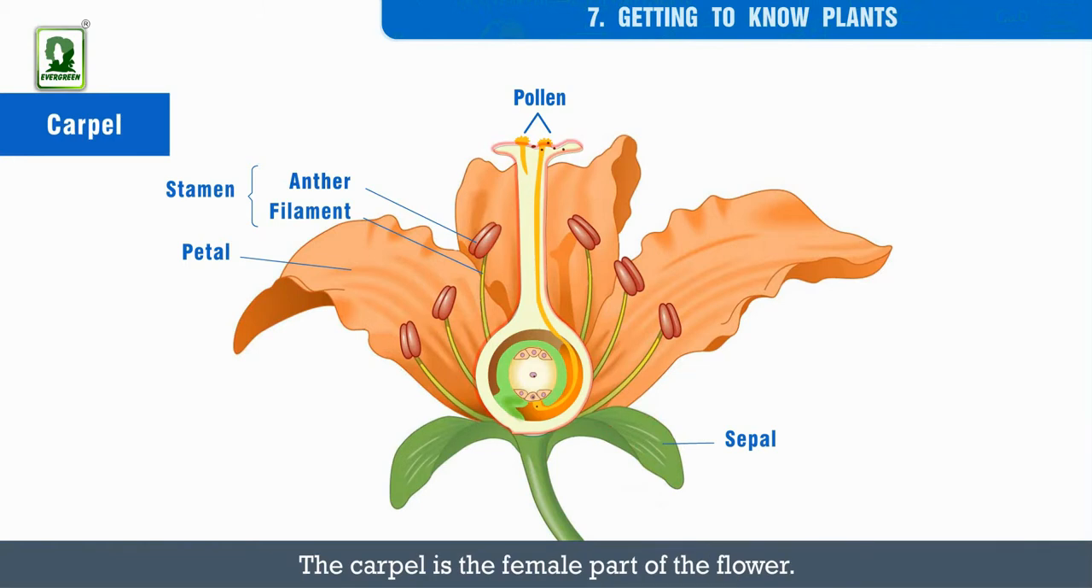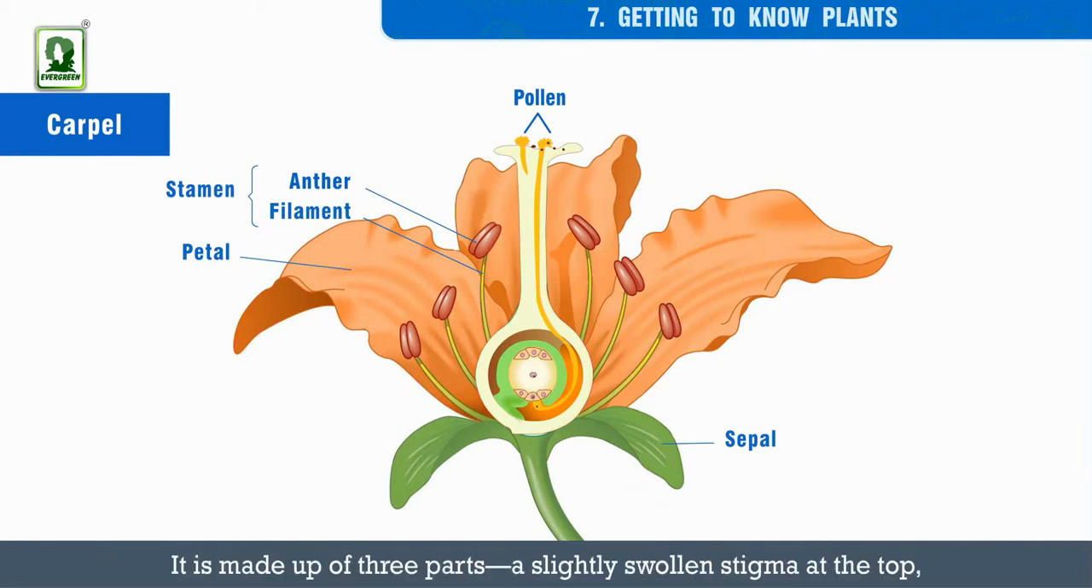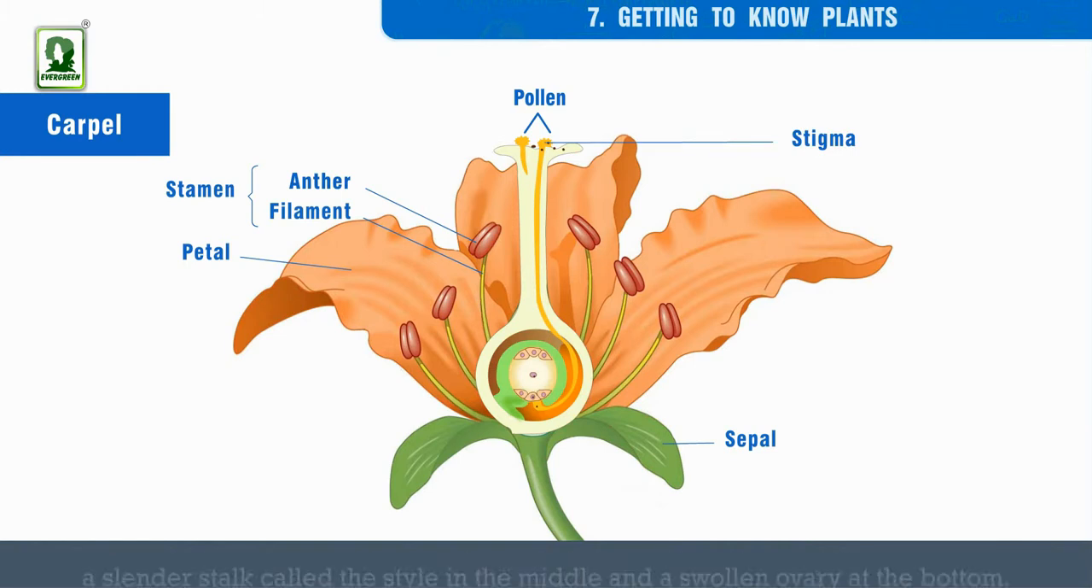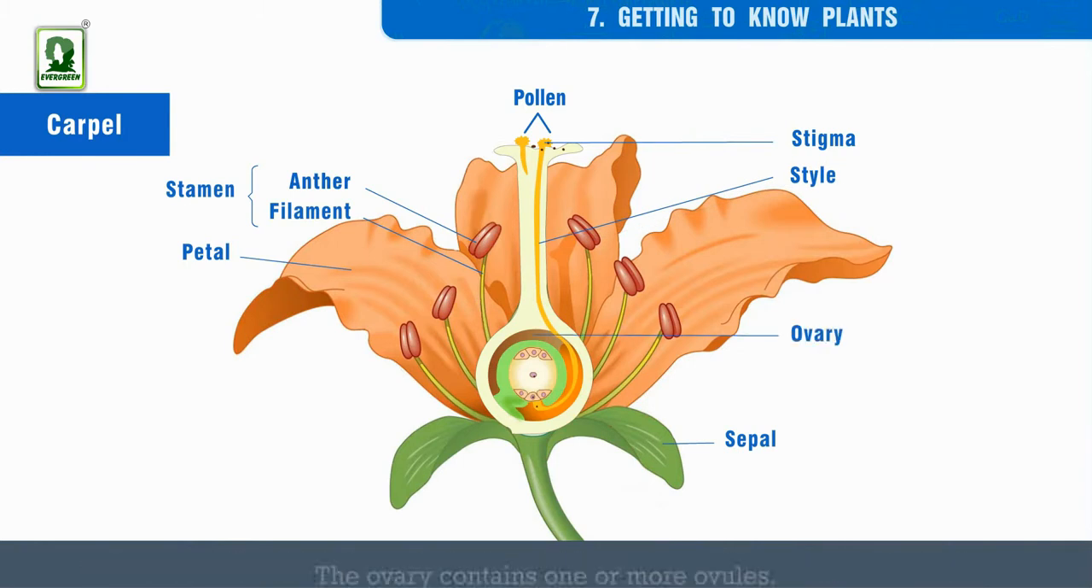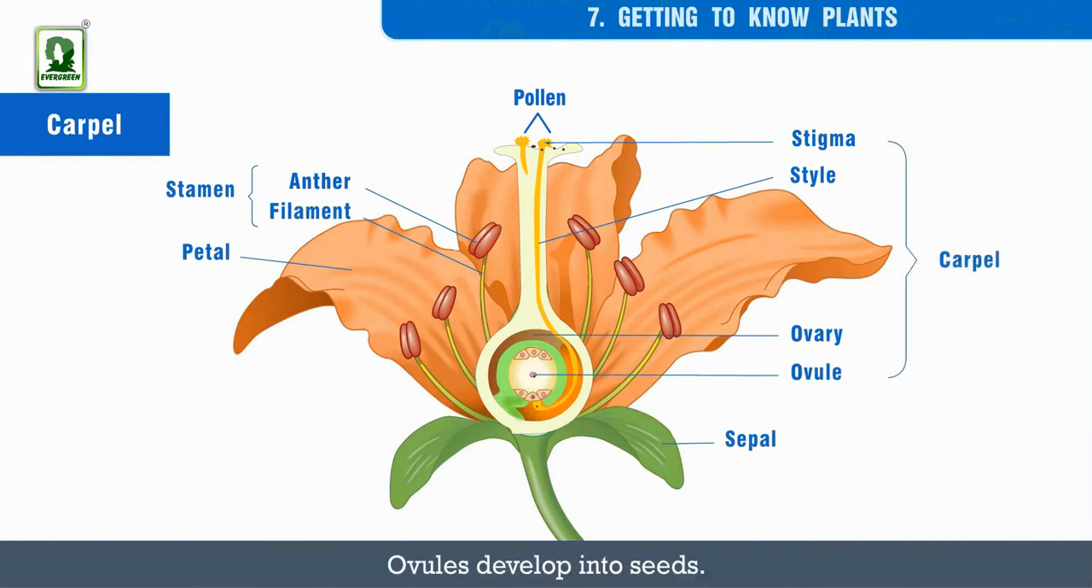The carpel is the female part of the flower. It is present at the center of the flower. It is made up of three parts: a slightly swollen stigma at the top, a slender stalk called style in the middle, and a swollen ovary at the bottom. The ovary contains one or more ovules. Ovules develop into seeds.